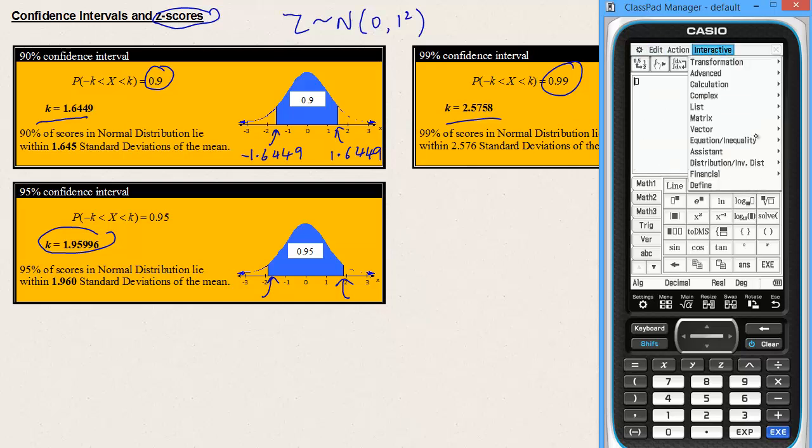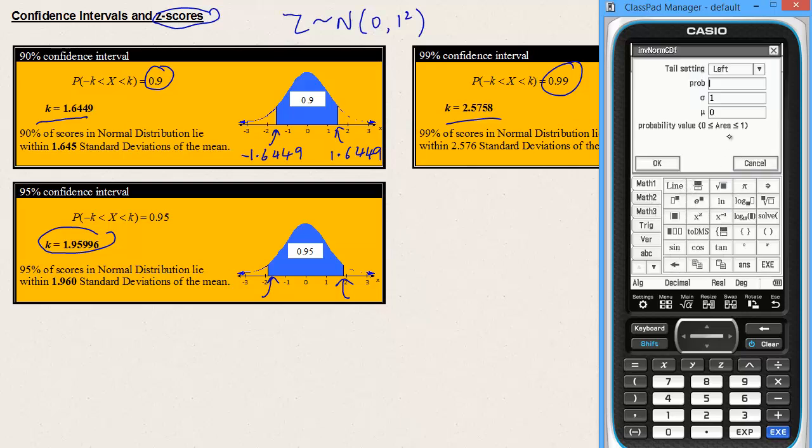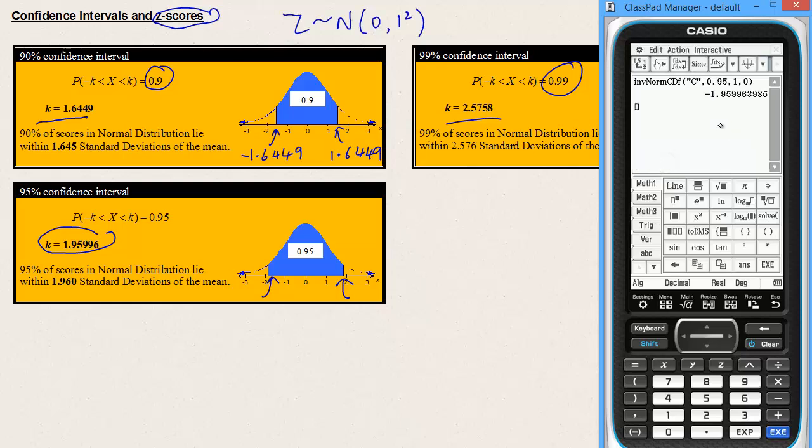So interactive, and go for an inverse distribution, inverse CDF, and these are all symmetric, so go for a center, and let's say we do this one, 0.95. So 0.95, and we've got the standard normal in here already, and we can see negative 1.95996. So that's this value here. So we can find it easily enough on the calculator, and we can also find it for other distributions, so we don't always have to use the standard normal values.